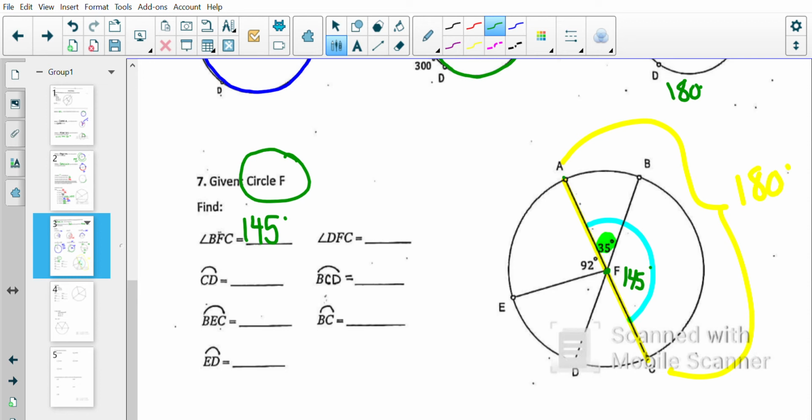Now we want to find arc CD. I'm sorry, let's go horizontal first. Let's go to DFC. So here we have arc D to F to C, that's angle DFC, which is this angle right here. If you notice, angle DFC and angle AFB are vertical angles. They have to be congruent, which means this is also 35 degrees.